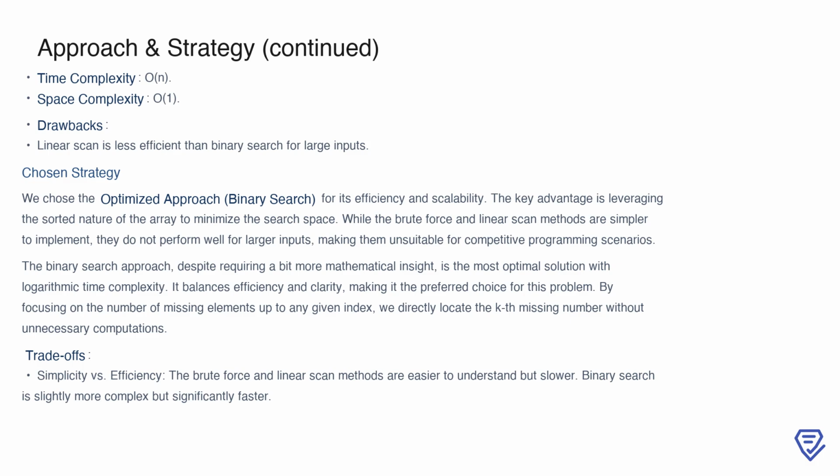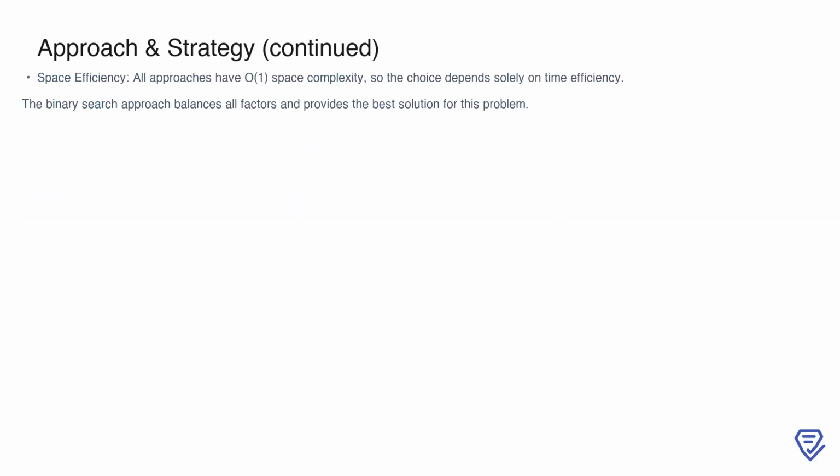While the brute force and linear scan methods are simpler to implement, their performance scales poorly with input size, which makes them less suitable for competitive programming or real-world scenarios with large datasets. The binary search method, although slightly more complex, achieves the best balance of efficiency and scalability. When considering space efficiency, all three approaches have a space complexity of O(1), which means that memory usage is not a distinguishing factor. The choice of approach, therefore, depends purely on time efficiency.